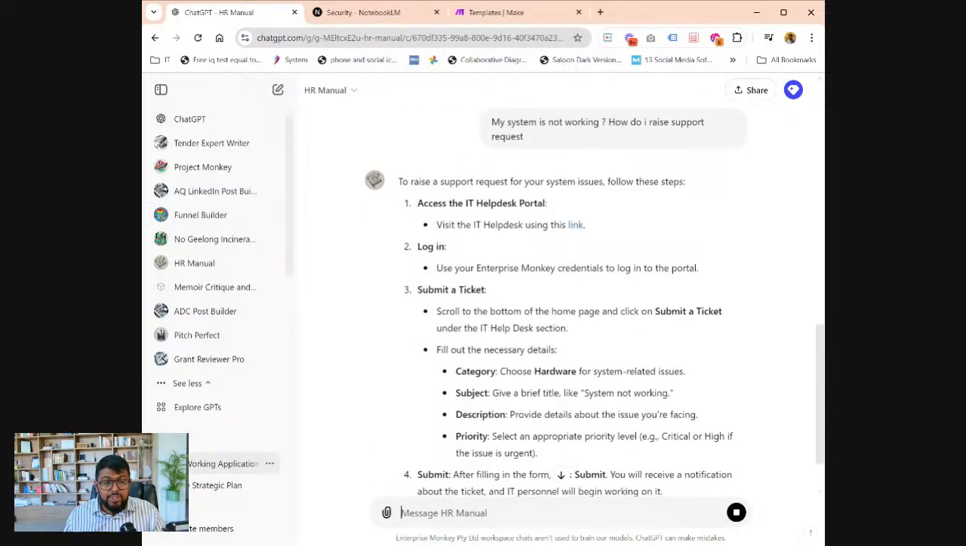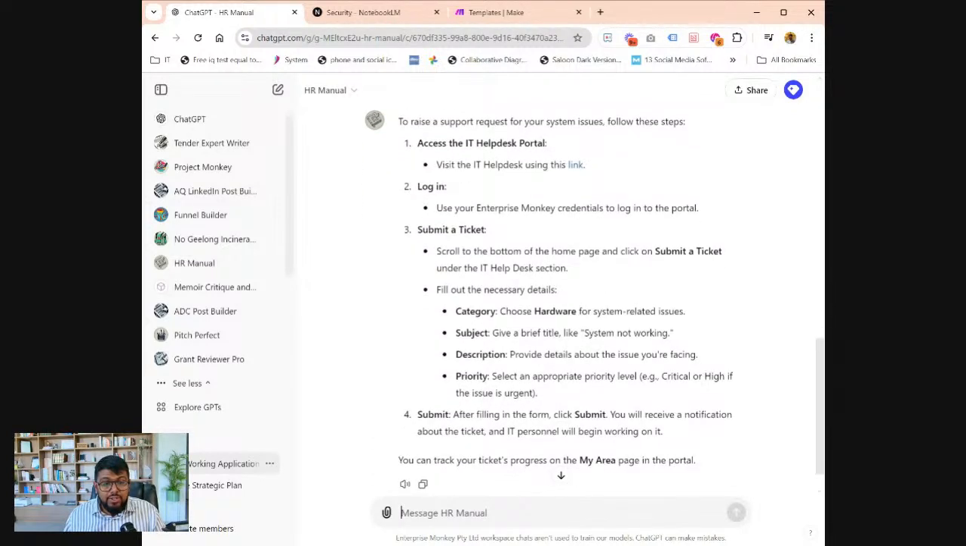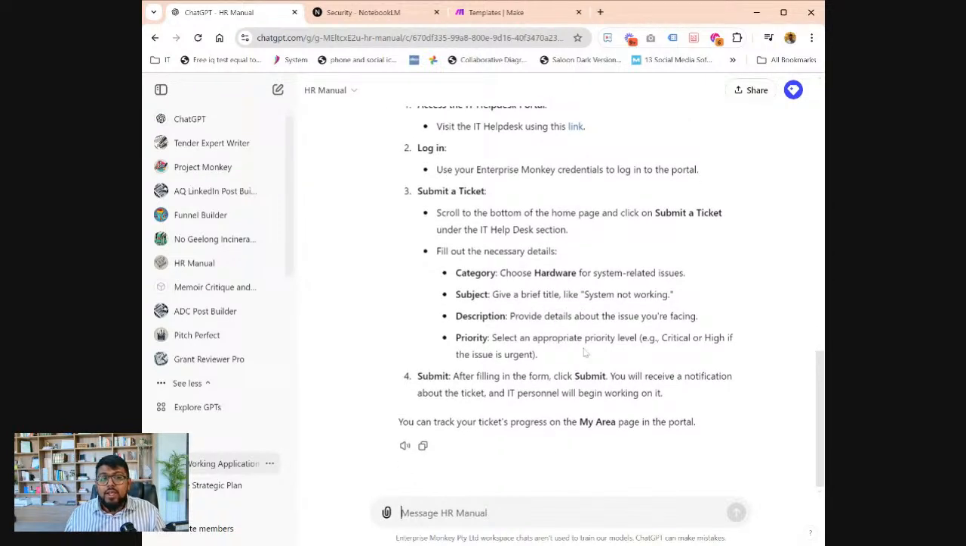Use your Enterprise Monkey credentials, submit a ticket, choose hardware. Even from something like system not working and so on. So it just becomes that one place for any member in my team to be able to come and ask questions around HR. But interestingly, because I've got higher privileges, I can do some more advanced steps with this.